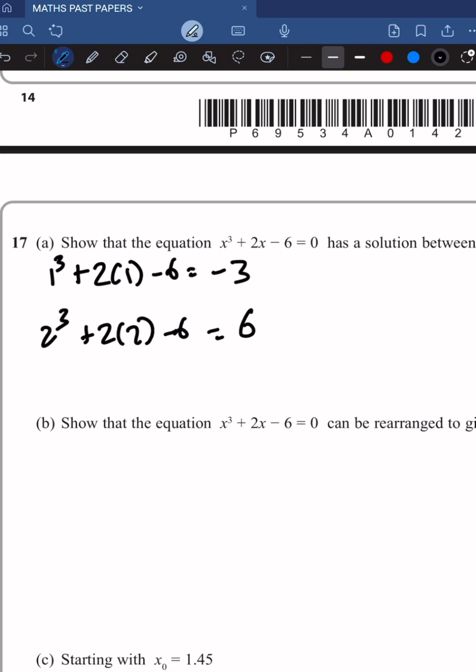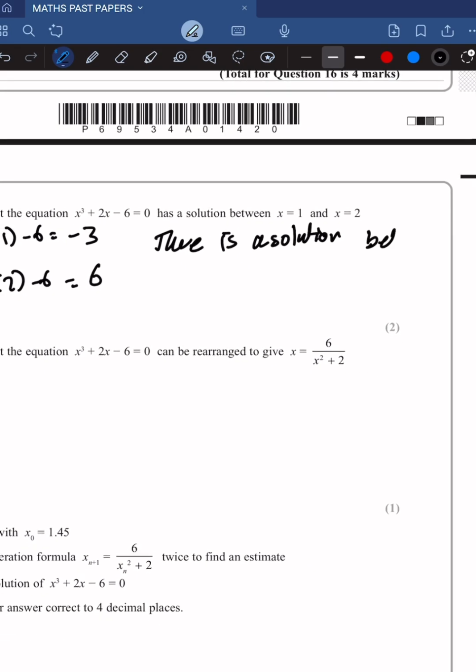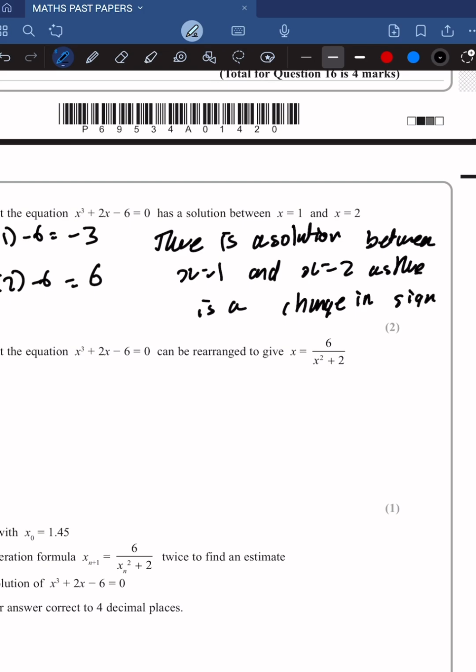Now, of course, I know that there is a solution between x equals 1 and x equals 2, as there is a change in sign.